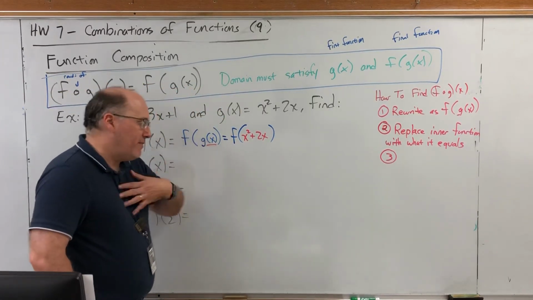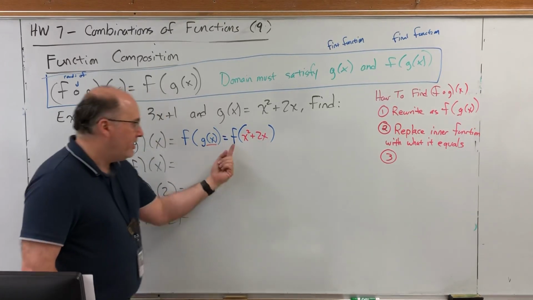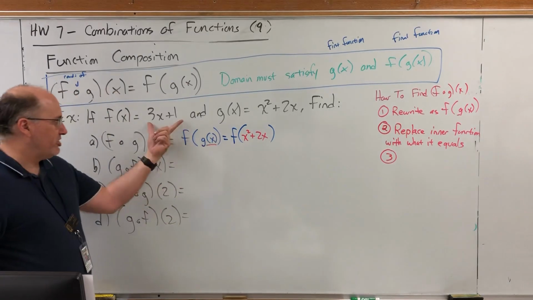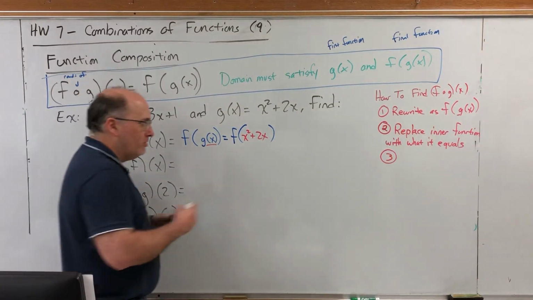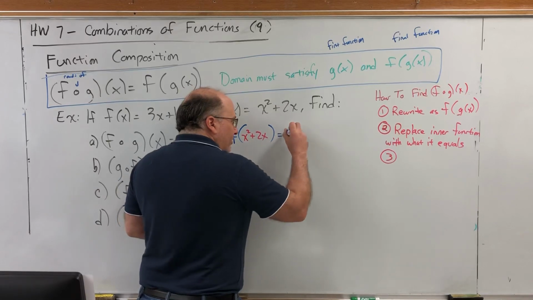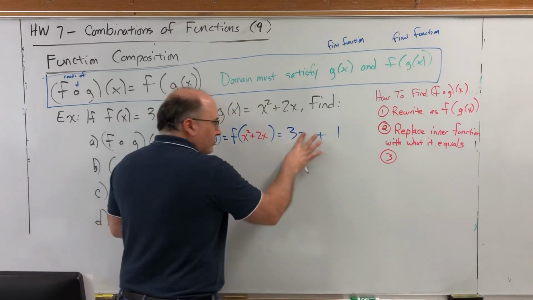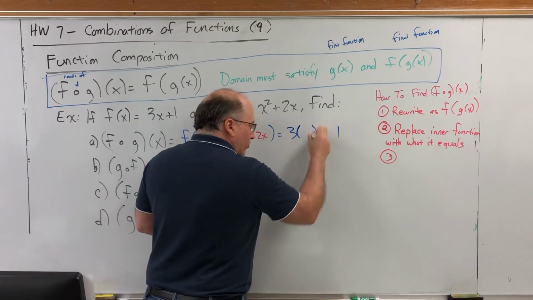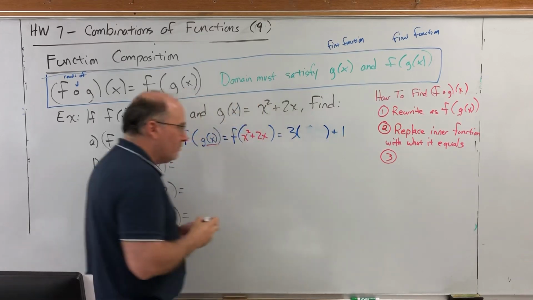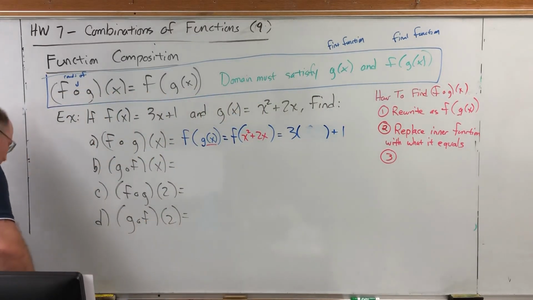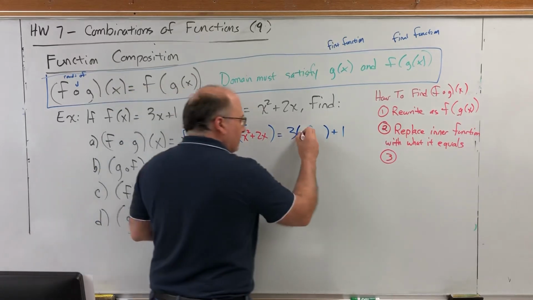The easiest way, in my opinion, to find the function evaluated at an expression is to copy the function, which in this case is f, but replace the x with parentheses. So I'm going to rewrite 3x plus 1, that's what f is, but I'm going to replace the x with parentheses. And guess what's going to go inside those parentheses? The x squared plus 2x.